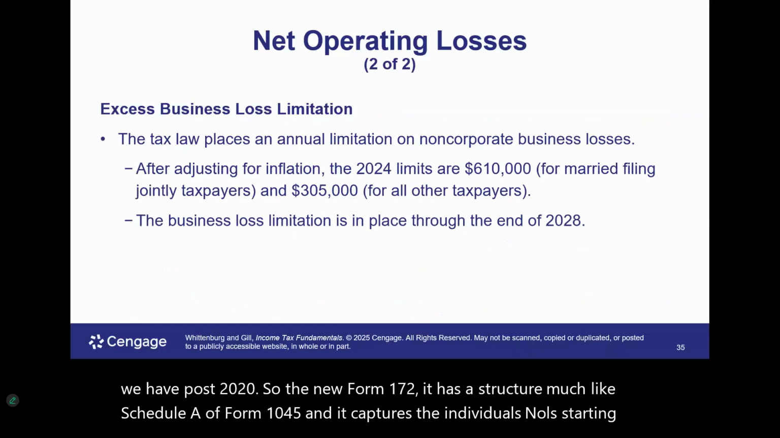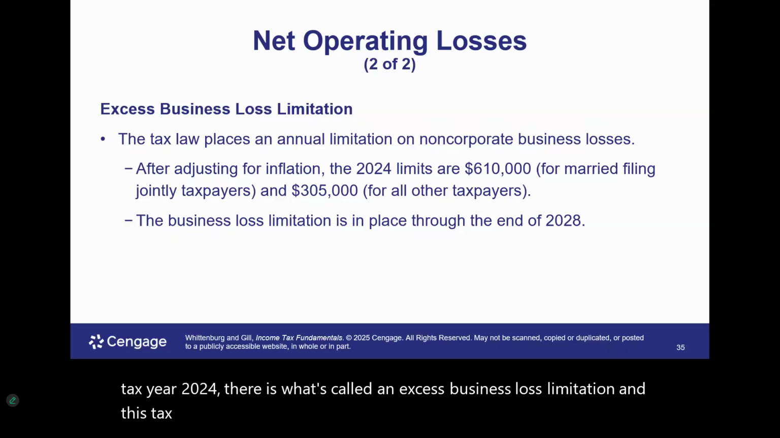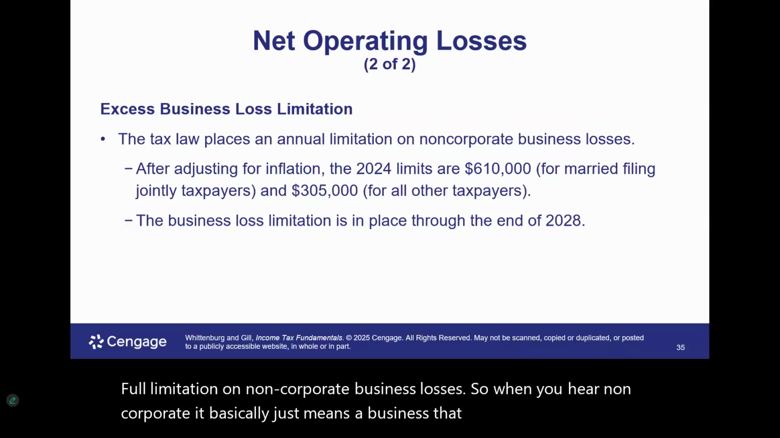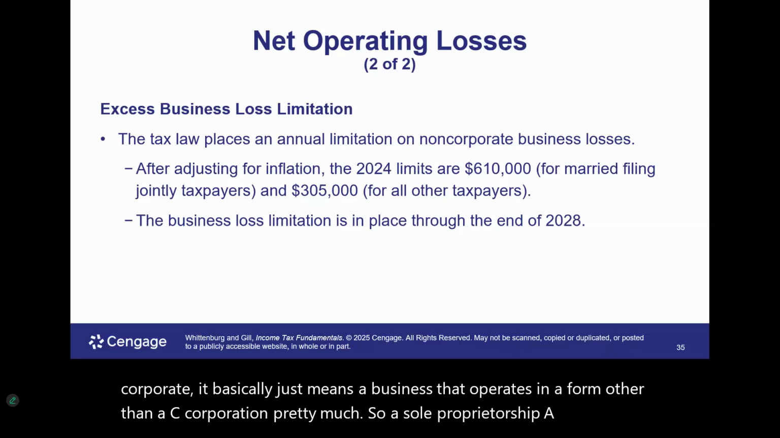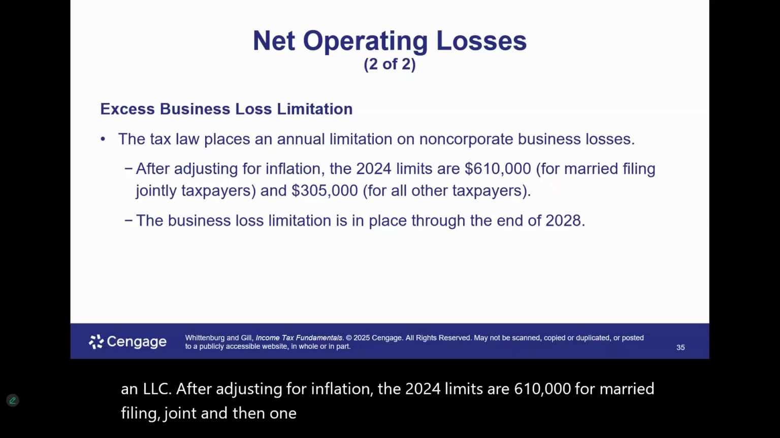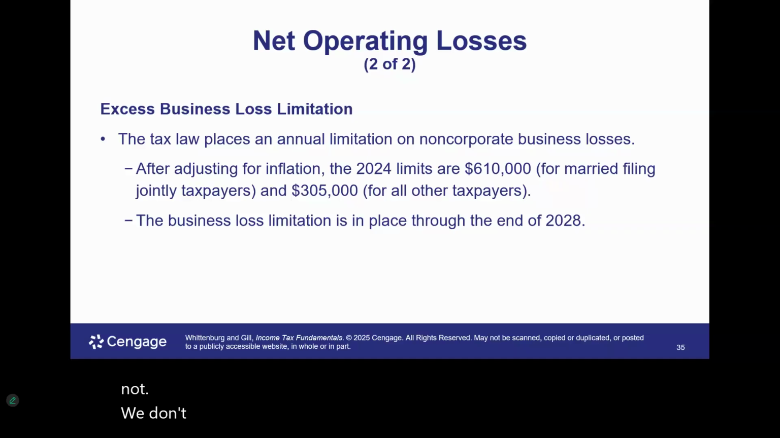There is what's called an excess business loss limitation, and this tax law places an annual limitation on non-corporate business losses. So when you hear non-corporate, it basically just means a business that operates in a form other than a C corporation, pretty much. So a sole proprietorship, a partnership, an LLC. After adjusting for inflation, the 2024 limits are 610,000 for married filing joint, and then one half of that, 305,000 for all other taxpayers. This limitation is in place through the end of 2028. It might change, it might not. We don't know. At this point, we pretty much just have to wait to see.